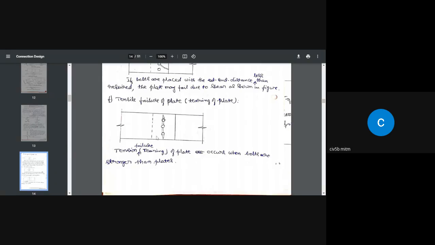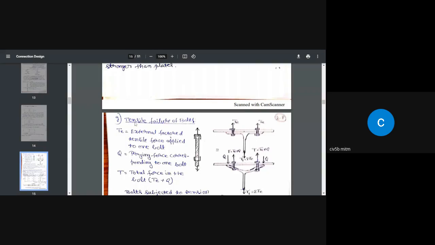Next, tension failure of plate or tearing of plate. Again, this is a lap joint, one plate coming over the other, and we are connecting those two plates using a line of bolts, these three bolts. Whenever we drill holes into the plates, that section becomes very weak. If the plate fails, it may fail due to tearing of the plate. That means the plate may tear off and this part will separate from the main plate. That is called tearing of the plate. This is another failure.